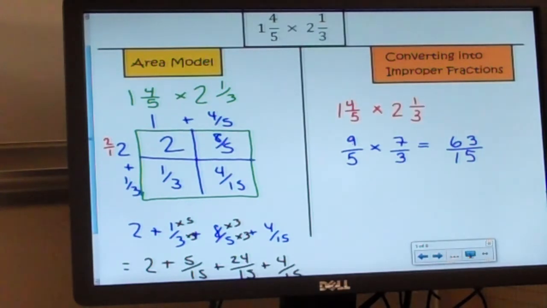Take a second to think about that one. What might multiply to 15? Spencer? 4 times. What's 15 times 4? 60. We have 15, 30, 45, 60. So this is equal to 4 and what? 3/15. Or 1/5. Or 4 1/5.